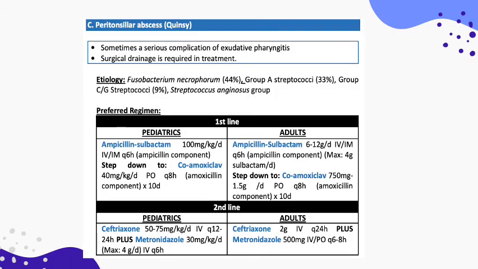A serious complication of exudative pharyngitis can be the presence of peritonsillar abscesses, which can be life-threatening. Surgical drainage is often required, and the etiologic agent will include mixed bacteria, including your Fusobacterium, group A streptococci, groups C and G streptococci, and Streptococcus anginosus group.